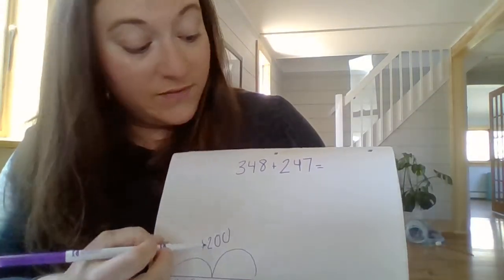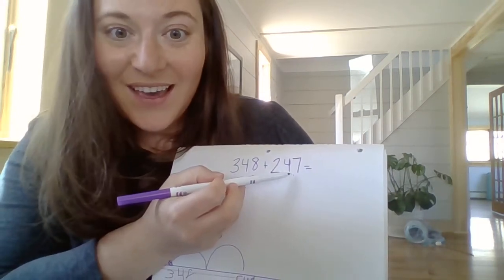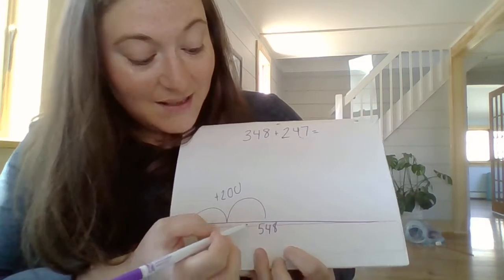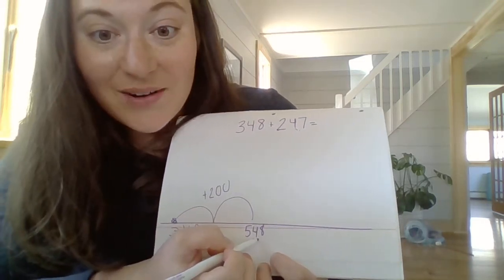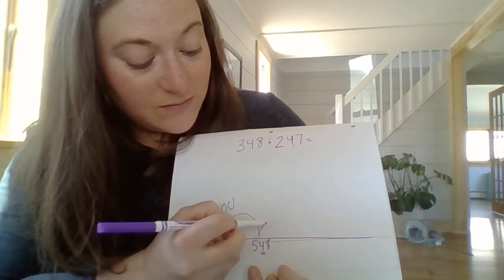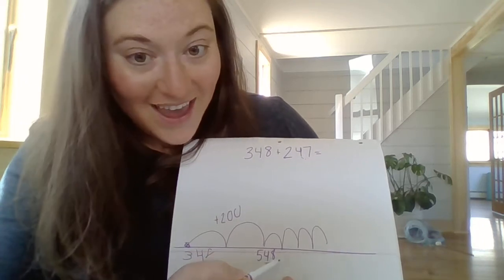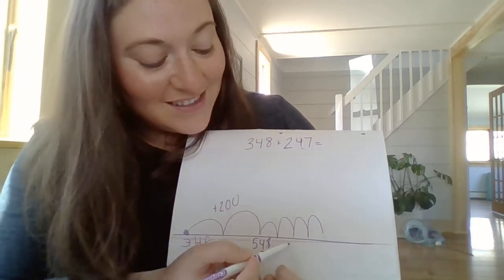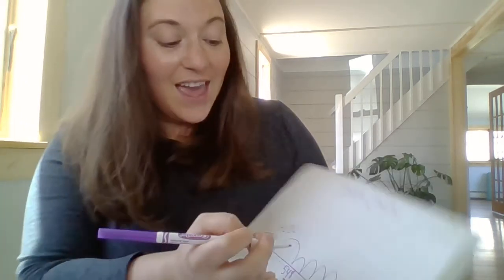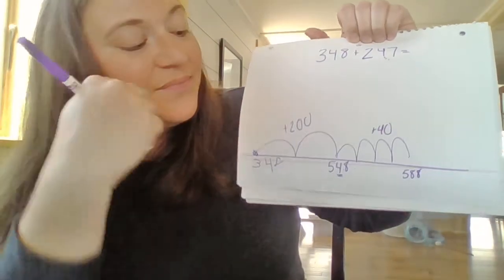All right, we've done 200. Now we move to our tens, 40. I have 4 jumps of 10. That means that our tens place down here, that's the number that's going to change. So I'm going to do 10, 20, 30, 40. 358, 468, 578, 588. Our end number is 588. And I label on the top, then I label on the bottom. All right, what's left? 7.